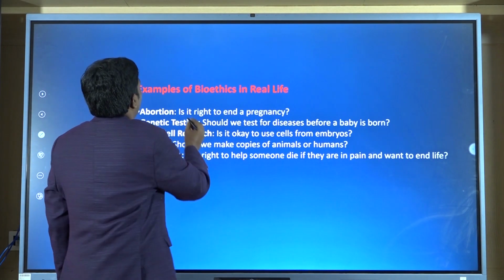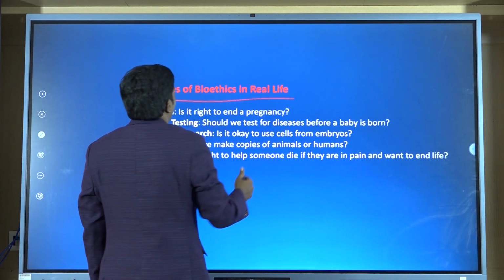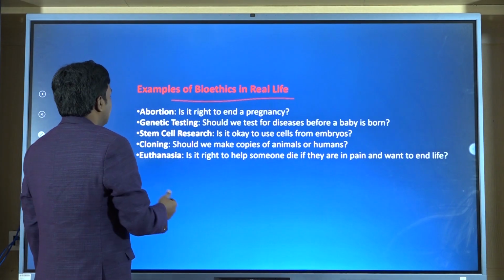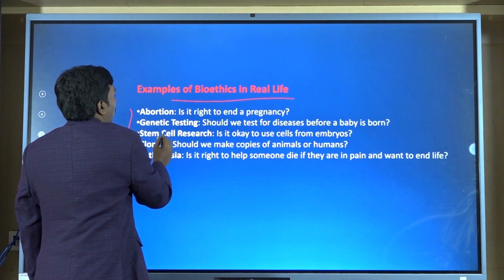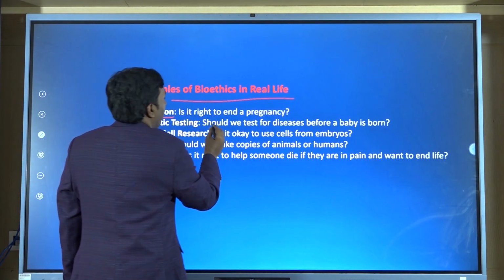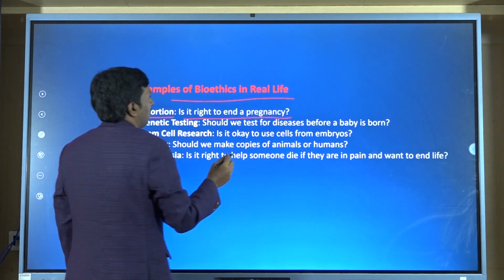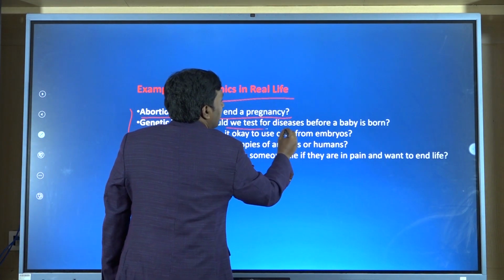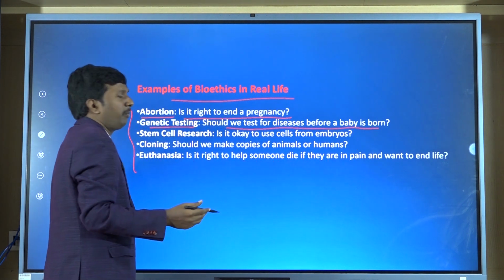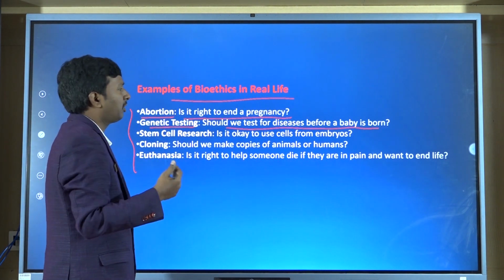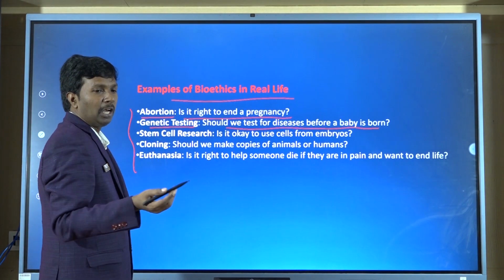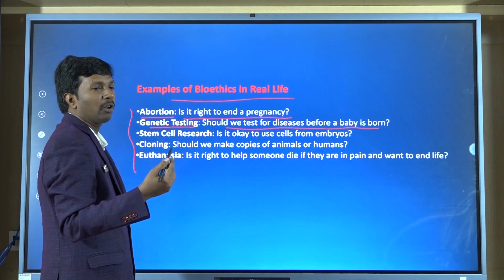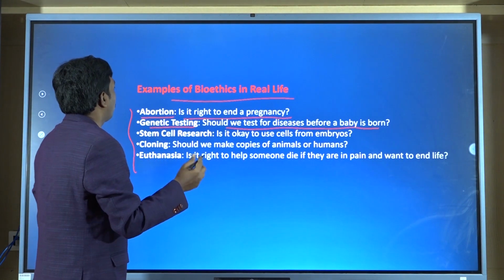And examples of bioethics in real life. So what are the real bioethical examples in real life? As I already explained, like abortion. Is it right to end a pregnancy? This is a bioethical example in real life. And genetic testing: should we test for disease before a baby is born? So before the baby is born, we should do genetic testing for diseases. And also, before a baby is born, we want to know, right, is it a boy or girl? So we have to think about that.